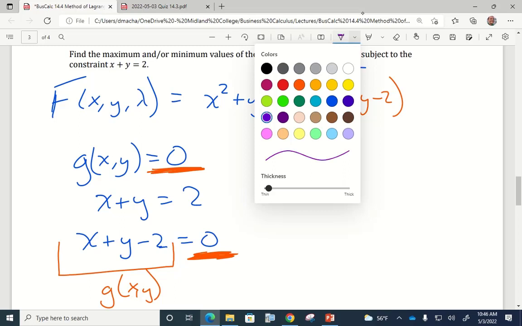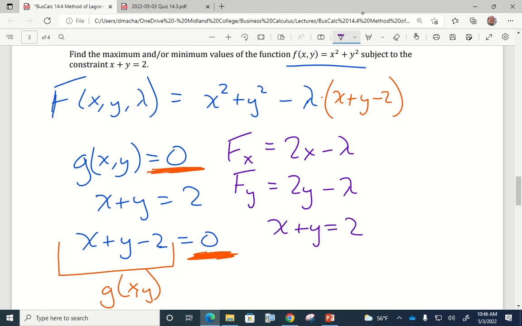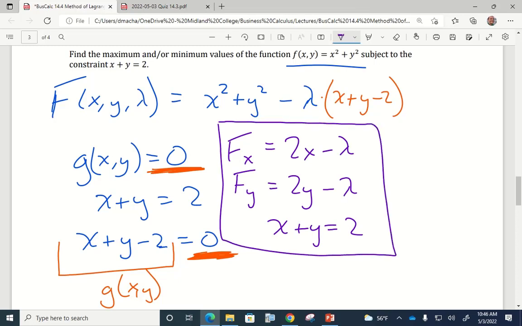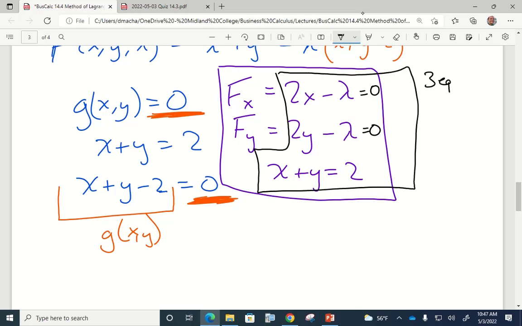Okay. Now, the partial with respect to x is going to be 2x minus lambda. The partial with respect to y is going to be 2y minus lambda. And g, my original constraint, I also have to abide by my original constraint. And so this is my system of 3 equations with 3 unknowns, x, y, and lambda. Whenever I solve the system, I have to set each of these equal to 0. Well, I have to set these two equal to 0. Sorry. Now in this black box, this is my system of 3 equations with 3 unknowns.